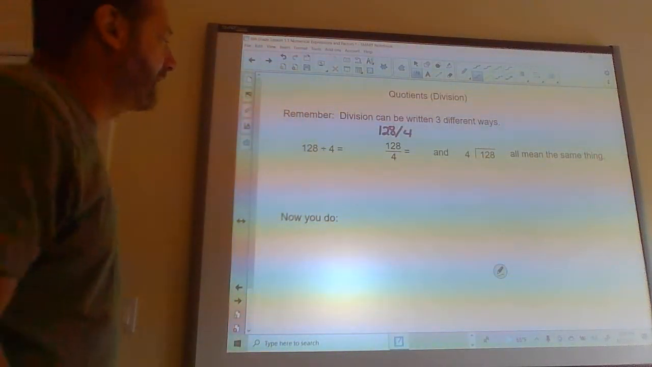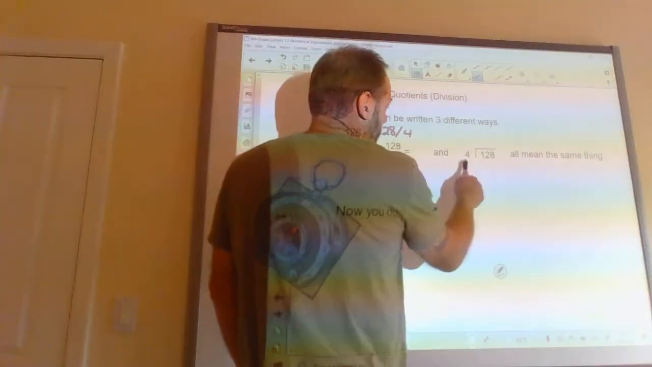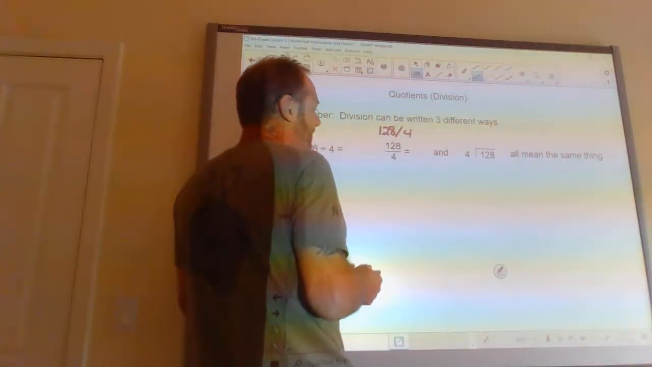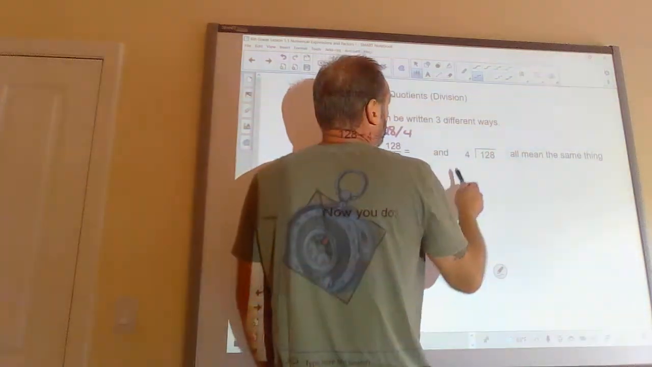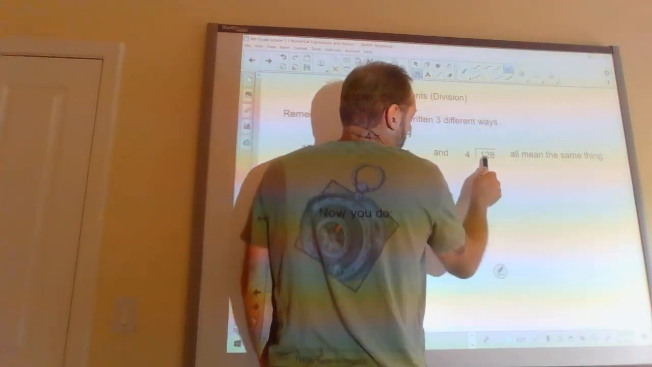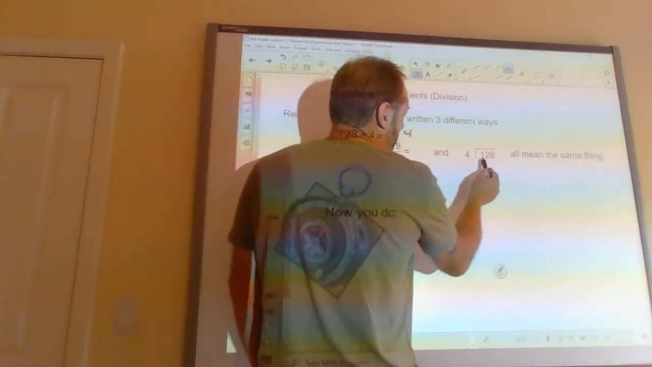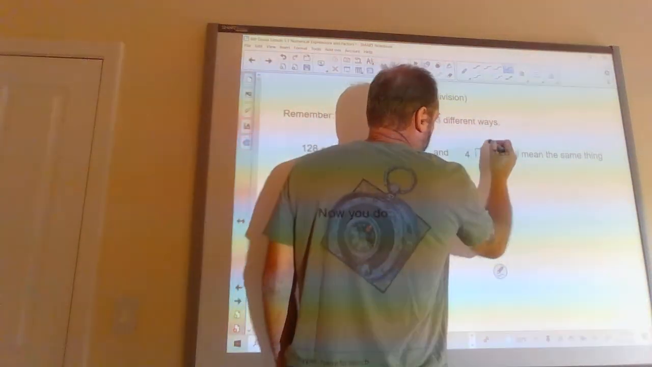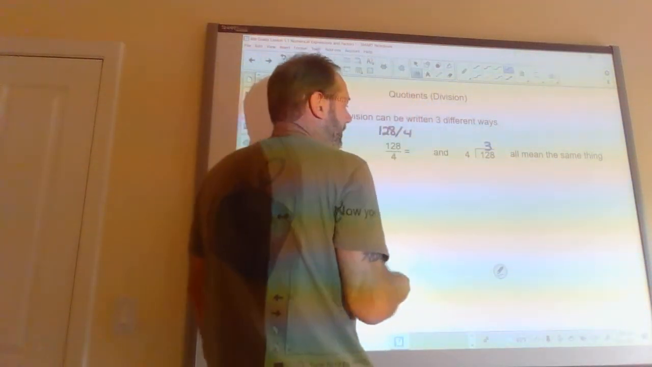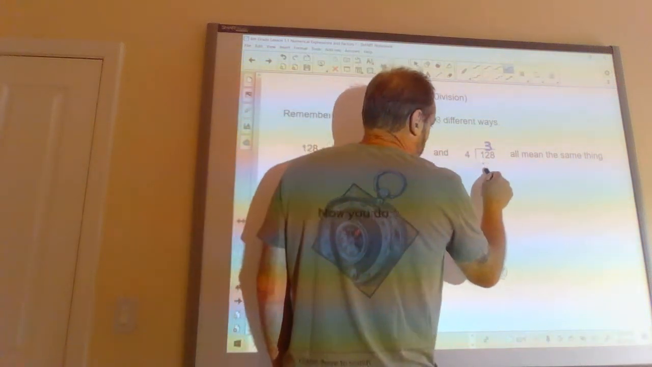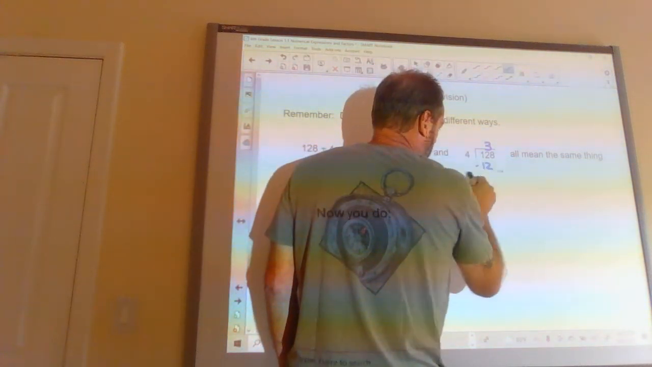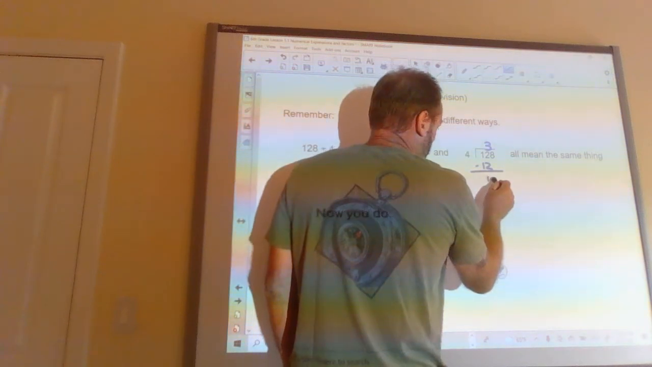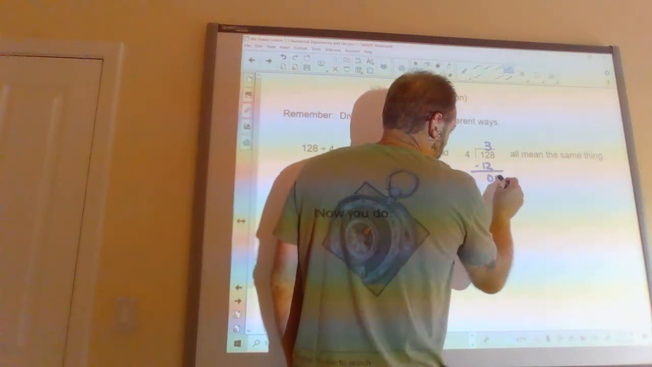Now, I always like to have it written like this because for me that's the easiest way to divide. So what I'm going to do is, 4 will go into 12. 4 will not go into 1, so I go to the next number. 4 will go into 12. It'll go in there 3 times. 3 times 4 is 12. Subtract, and I get 0, and I drop down this number here, 8.